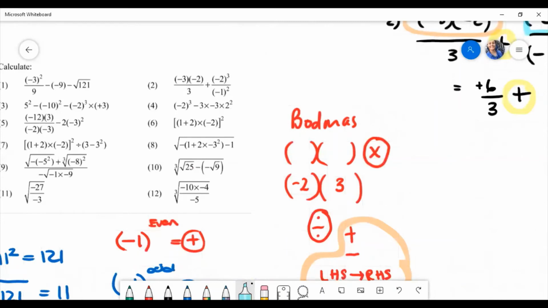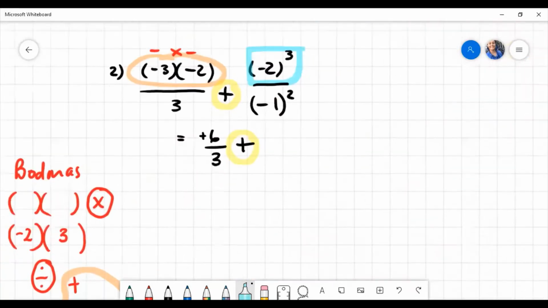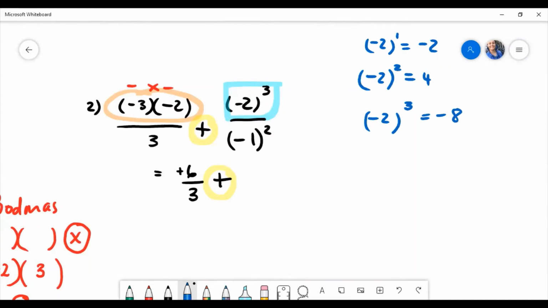A negative something to the power of an odd value will always give me a negative answer. So let's jot that down. We've got negative 2 to the power of 1 is equal to negative 2. Negative 2 to the power of 2 will be equal to a positive 4, but negative 2 to the power of 3 will give me a negative 8. It's not 6, it's negative 8.